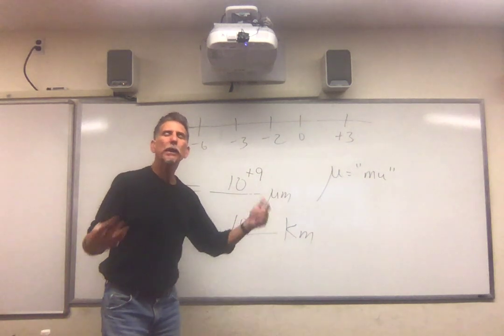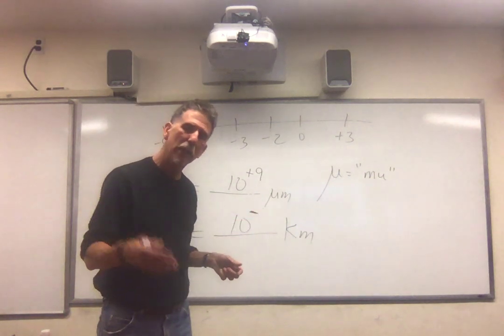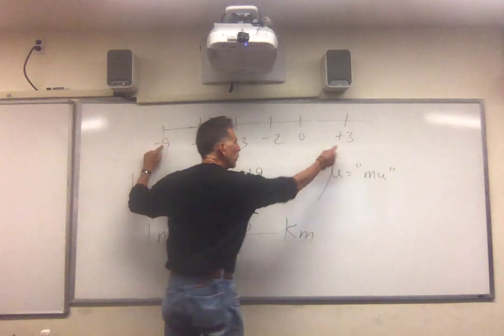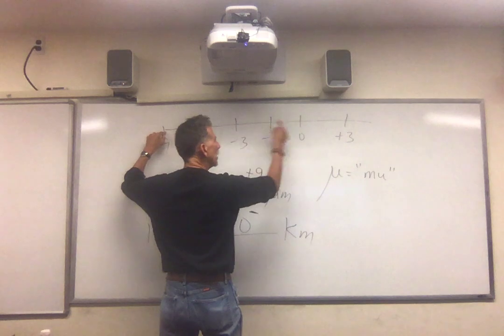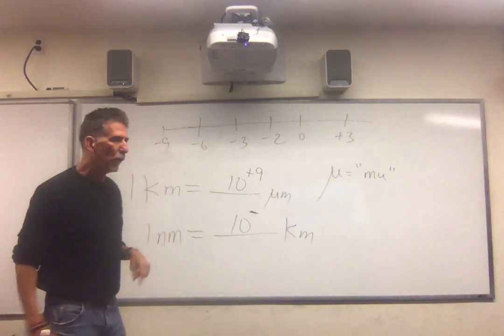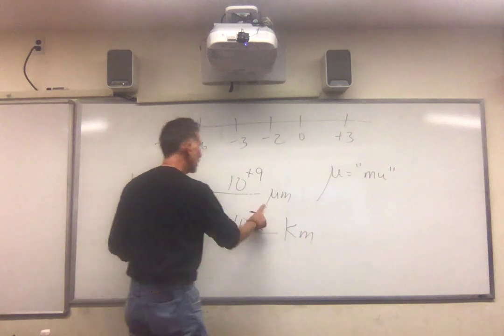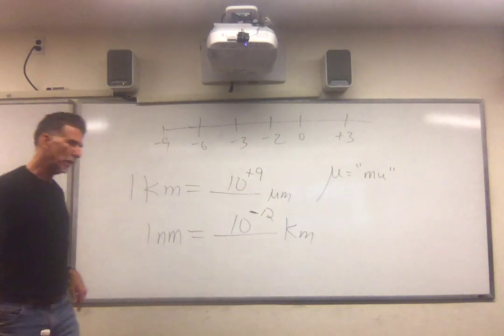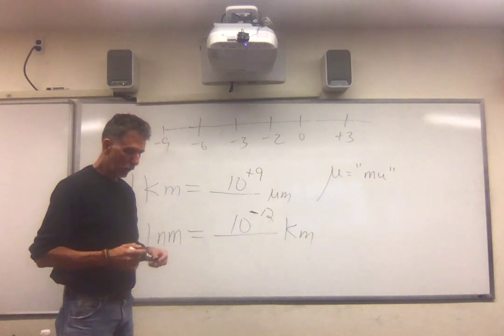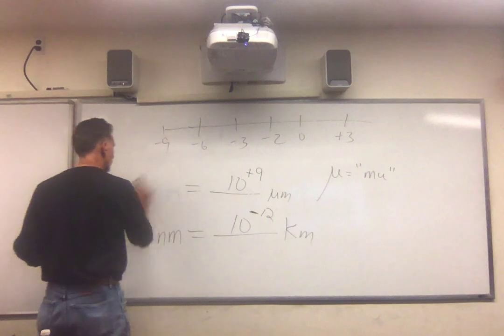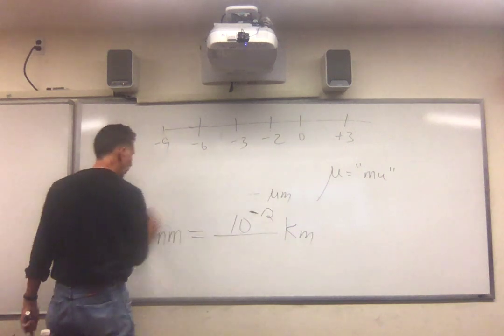Now what do we do? We count the steps between nano and kilo. Nano is here, minus 9. Kilo is plus 3. We have 9 steps to 0, plus another 3 is a total of 12. So there's 12 steps. So this answer would be 10 to the minus 12. Oh, how easy is that? Okay, let's do a couple more practices. Okay, very good. I'll keep the table, the chart up.